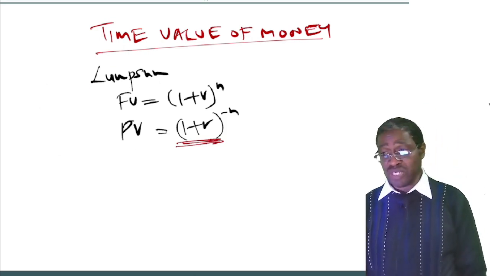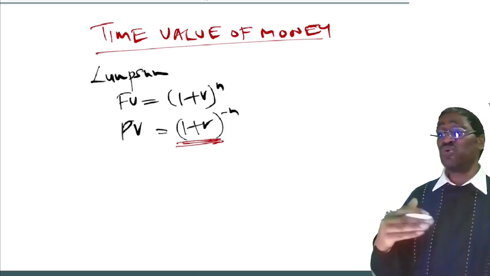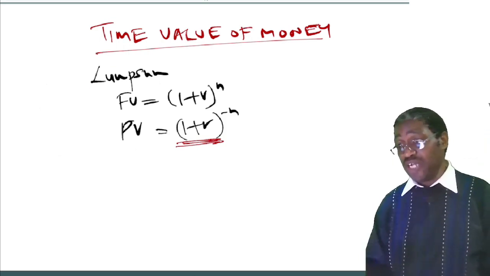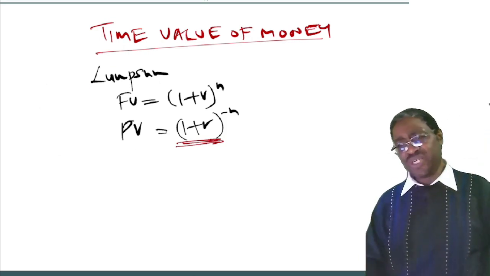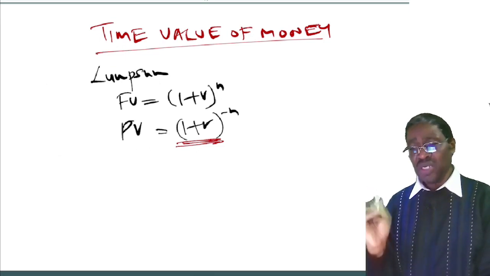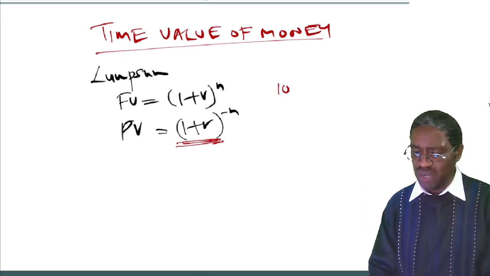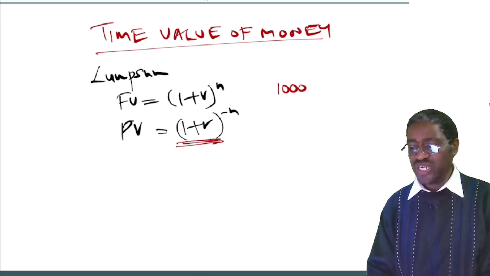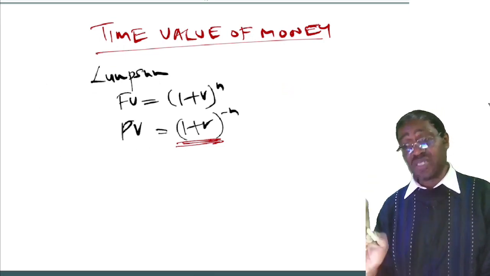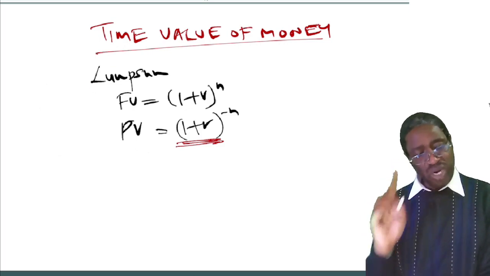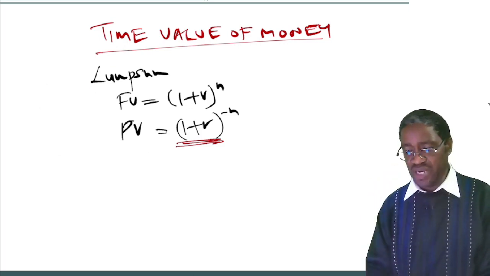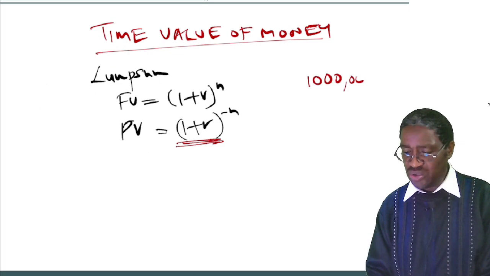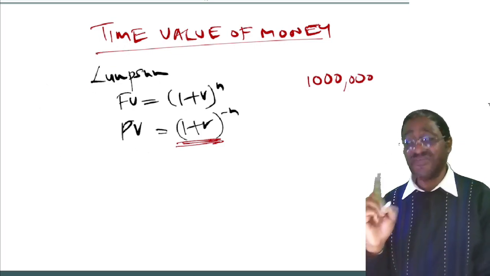Now, to get these discounting factors, you can use the calculator or you can use the table. Sometimes your examiner will give you the time value of money tables. Let me just give you an illustration. Assuming you will get 1 million 5 years from now, you want to know what is the present value.